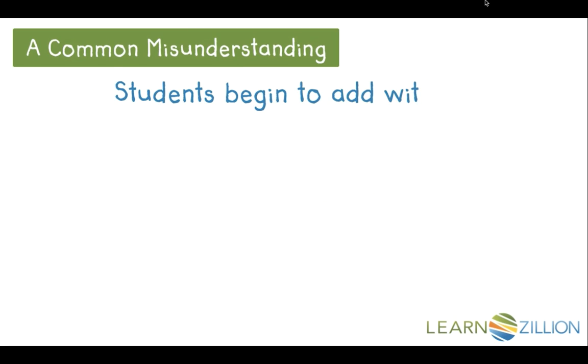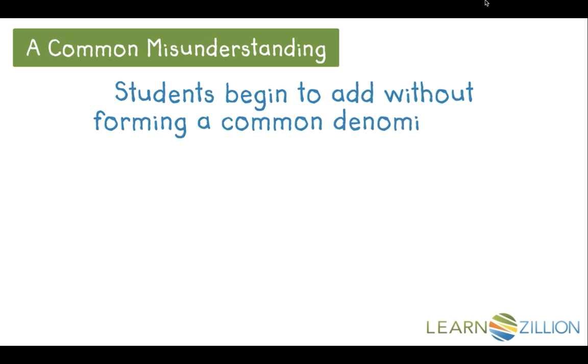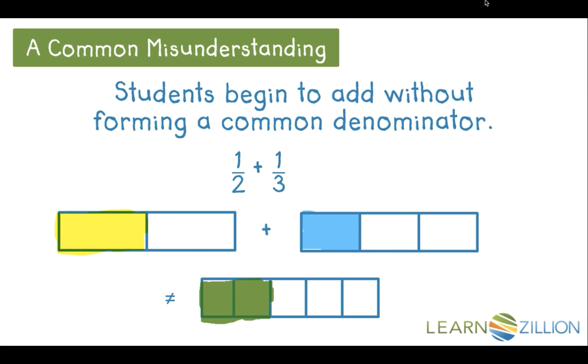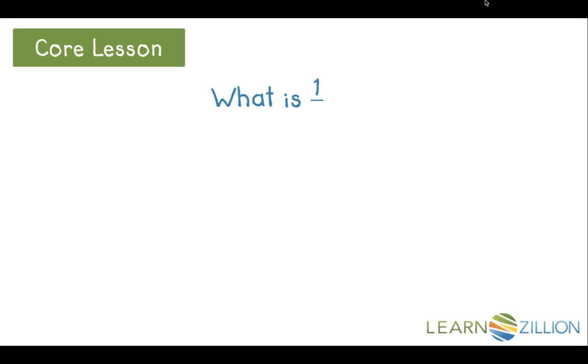A common misunderstanding happens when students begin to add without forming a common denominator. I've seen this happen a lot, where they're thinking very hard and they say, 1/2 plus 1/3, that must be 2/5. And they add the numerators and they add the denominators without thinking about what each of those things means. You can see here, if I were to add a half and a third, it's going to be much larger than 2/5. So let's see how we need to do this.